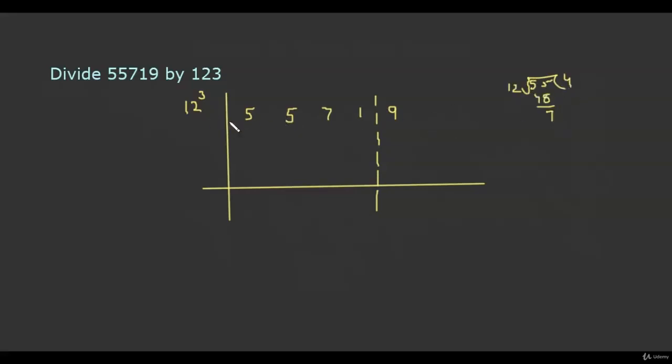Now if we divide 55 by 12, we get quotient 4 and remainder 7. So quotient is 4 and the remainder is 7. We place the remainder before the next dividend number. So the next dividend number becomes 77.